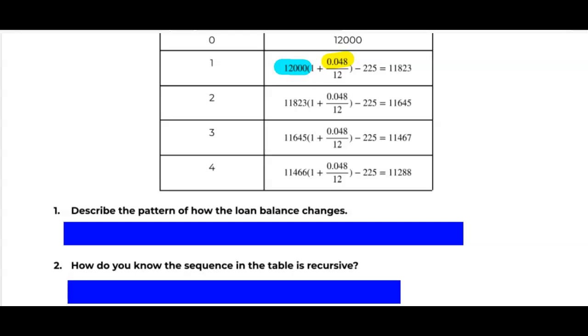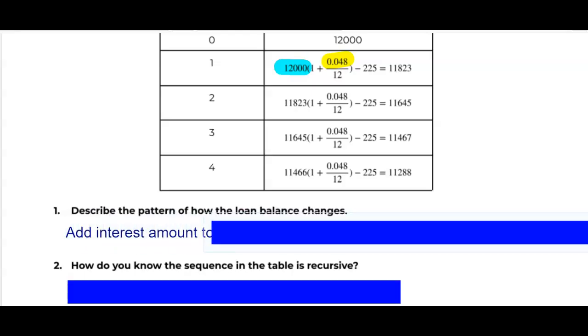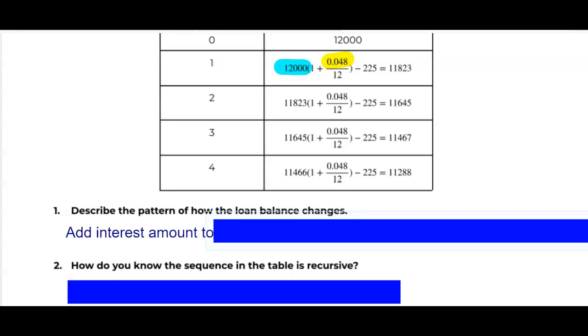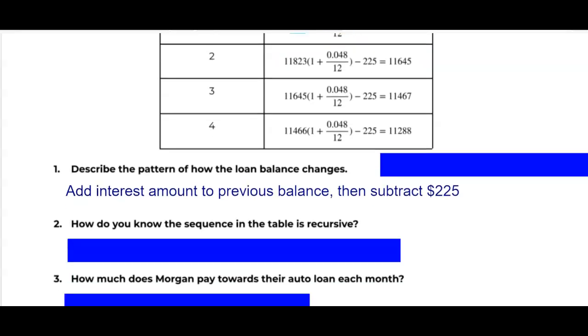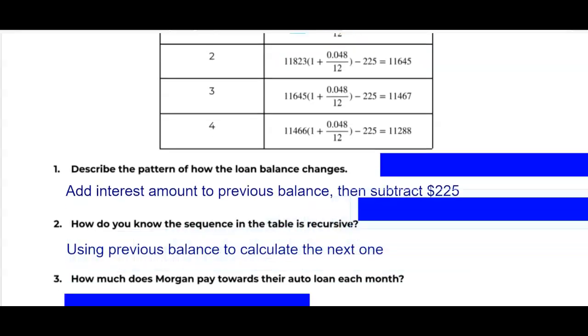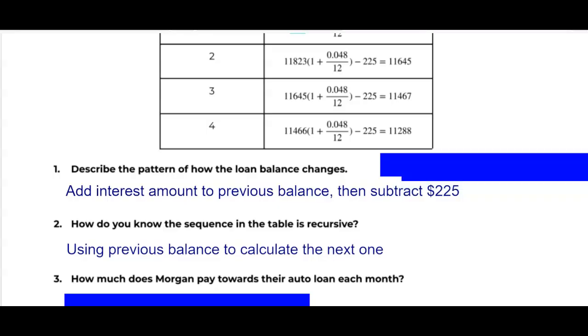So if we're going to describe the pattern of how the loan balance changes, one thing we're doing is adding the interest amount. So that's what the 0.048 over 12 does. And then we're subtracting 225. So that's the pattern that's being established here. How do we know it's recursive? It's because we are using the previous balance every time. So whenever we generate a sequence by using the previous number, that's called recursive.